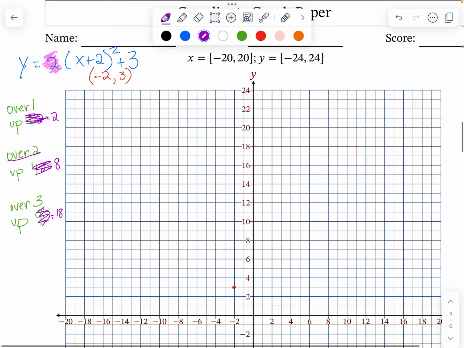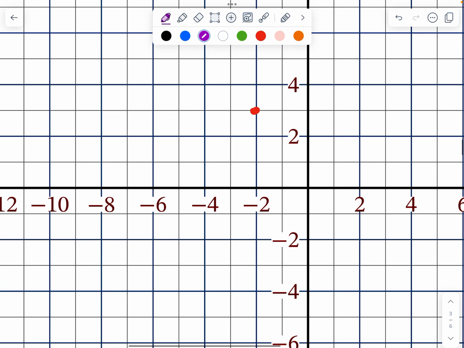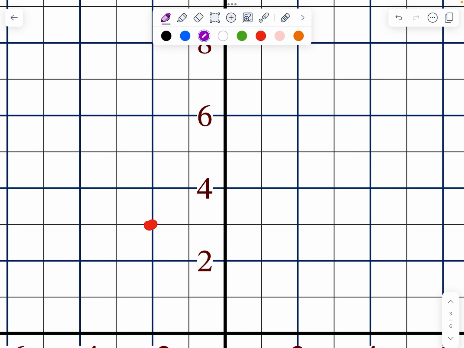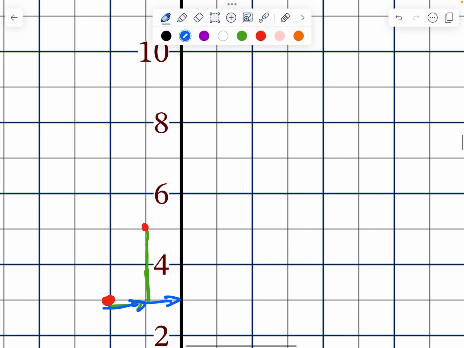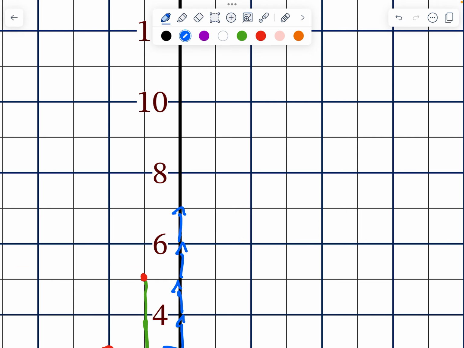So over 1 up 2. So over 1, and it's not going to be 1. We doubled it. 1, 2. Over 2, and normally it's up 4, but we're doubling it. So it's 1, 2, 3, 4, and we do it again. 1, 2, 3, 4, or just count all the way up to 8.